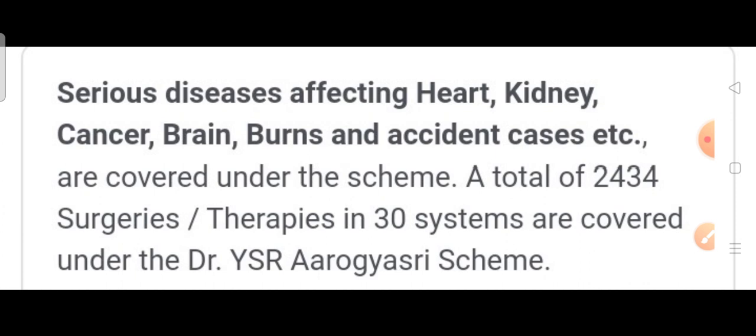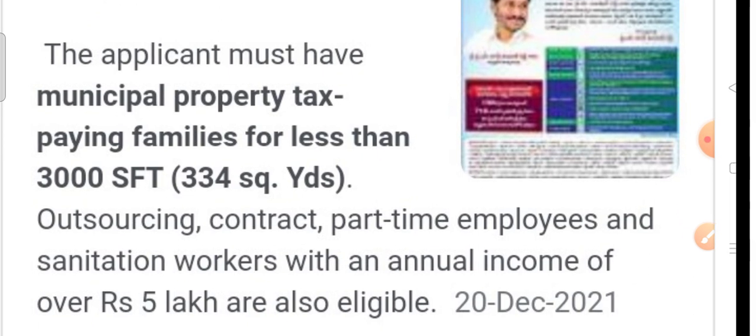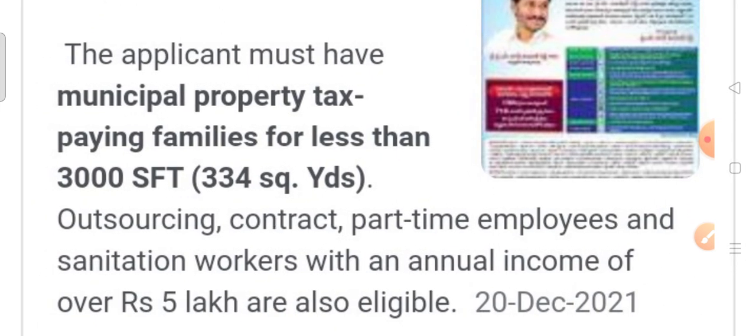A total of 2434 surgeries and therapies in 30 systems are covered under the Dr. YSR Arogyasri scheme. Okay, the applicant must be from municipal property tax paying families with less than 3000 square feet, 334 square feet, etc. Outsourcing, contract, part-time employees and sanitation workers with annual income of over 5 lakhs are eligible to apply for this Arogyasri scheme.